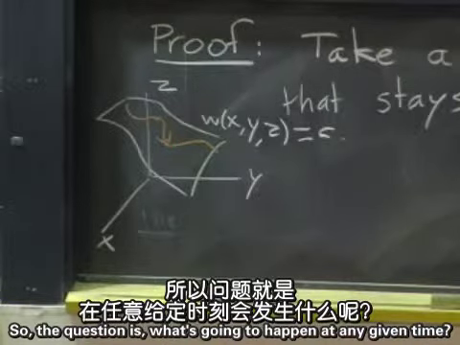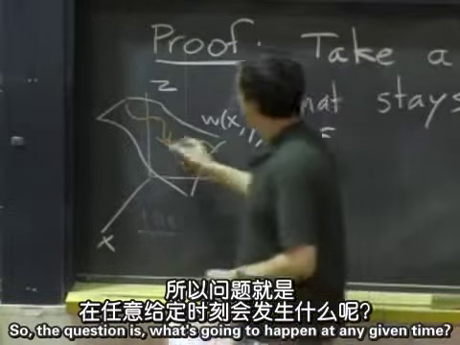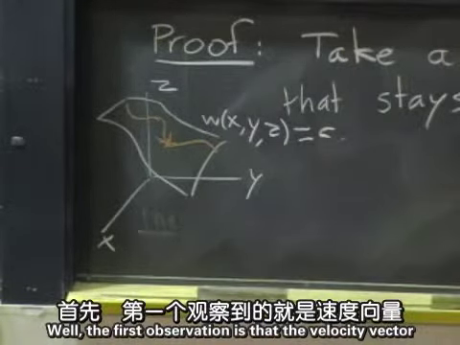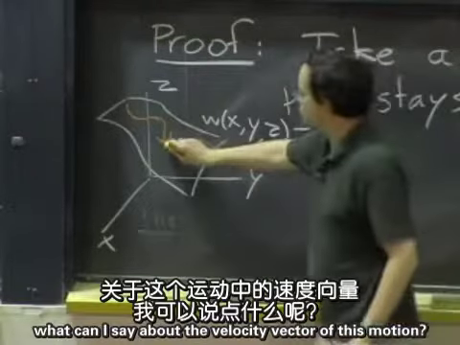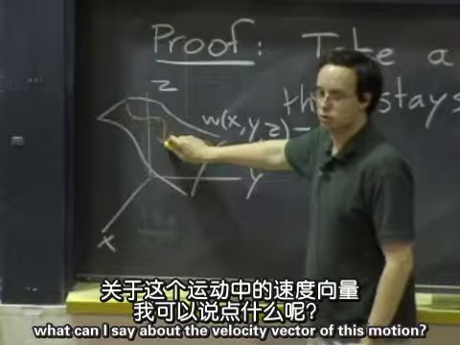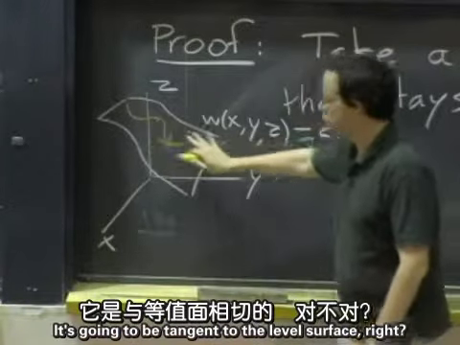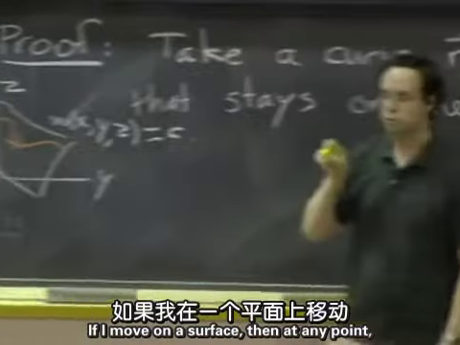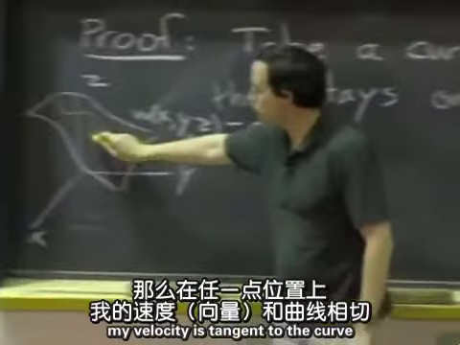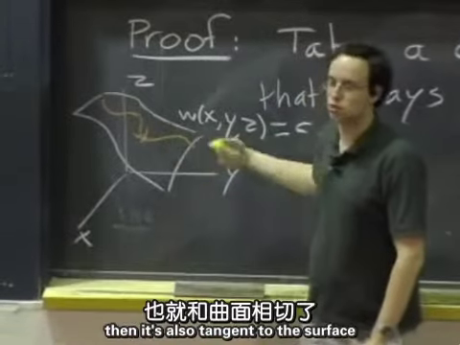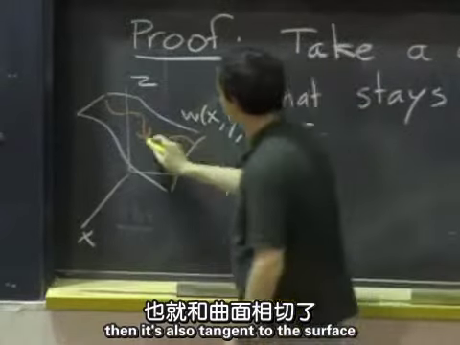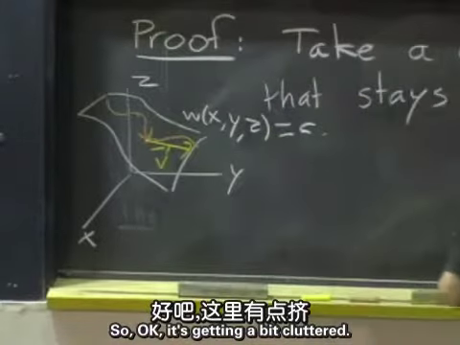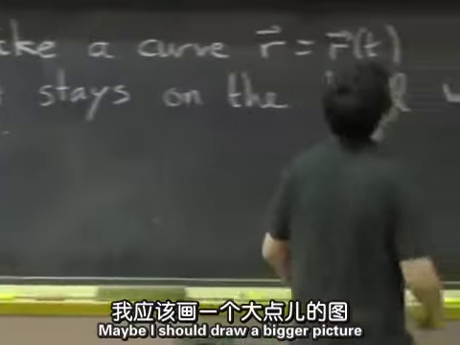So the question is, what's going to happen at any given time? Well, the first observation is that the velocity vector, what can I say about the velocity vector of this motion? It's going to be tangent to the level surface. Right? If I move on a surface, then at any point, my velocity is tangent to the curve, but if it's tangent to the curve, then it's also tangent to the surface, because the curve is inside the surface. So, okay, getting a bit cluttered, maybe I should draw a bigger picture. Let me do that right away here.